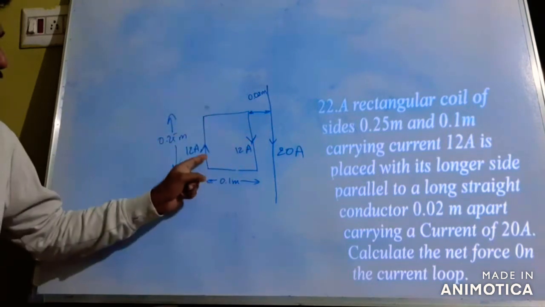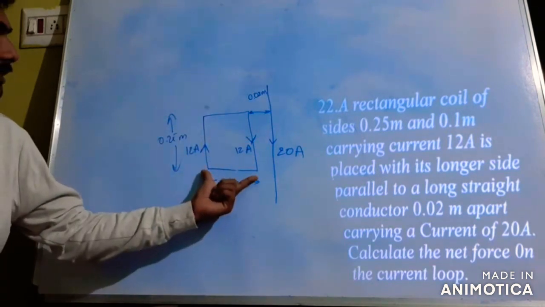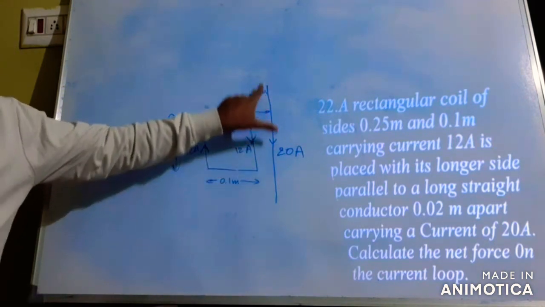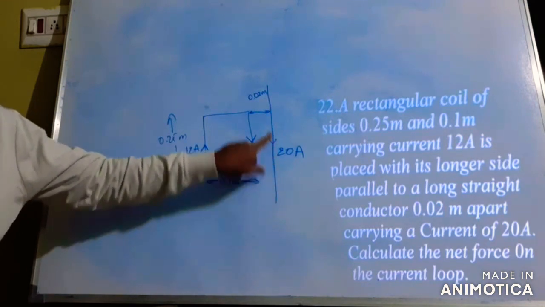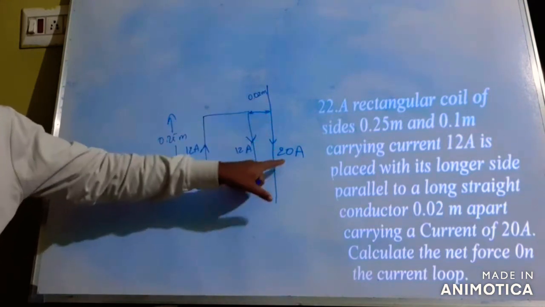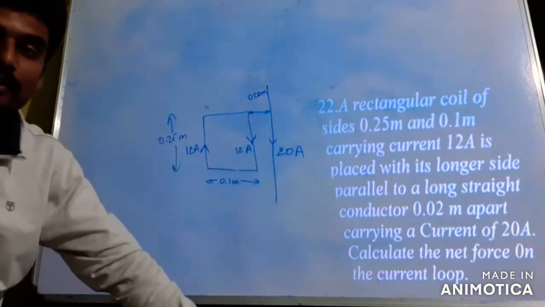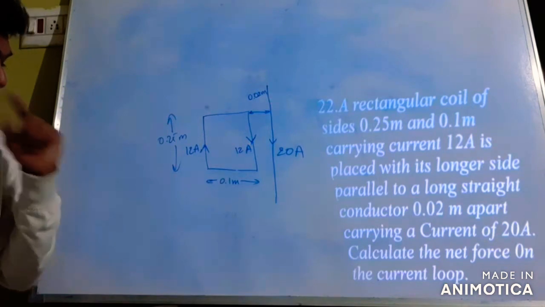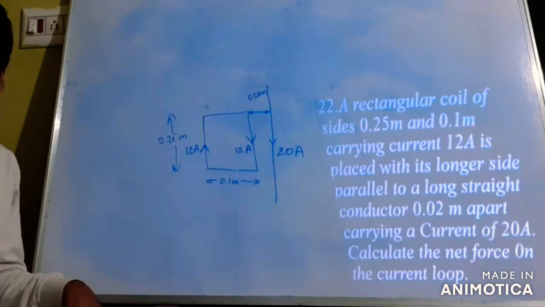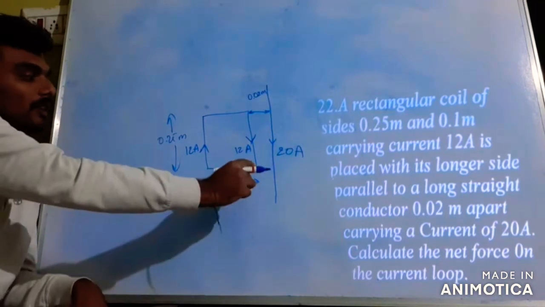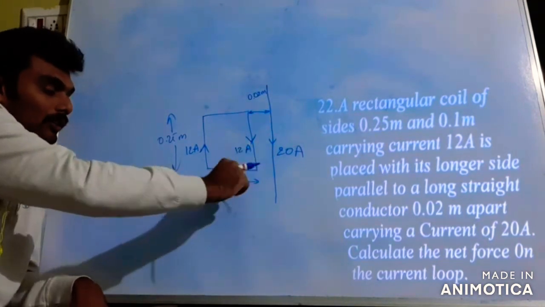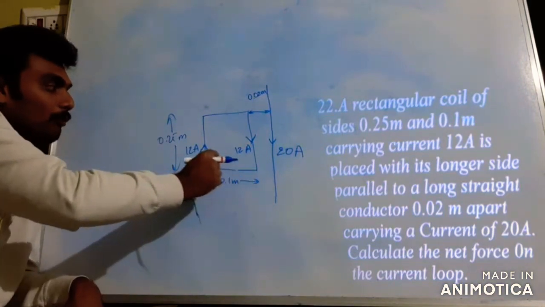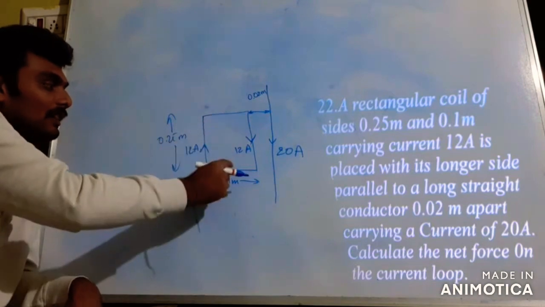So this is the given data. Rectangular coil through which 12 ampere current is flowing, breadth of it is 0.1 meter, length is 0.25 meter, and in parallel with the length we have a long straight current carrying conductor with 20 ampere current flowing through it. Okay, so now what we need to find is the net force on the current loop. Net force is the vector sum of the force on this part of the conductor and this part of the conductor, this and this.